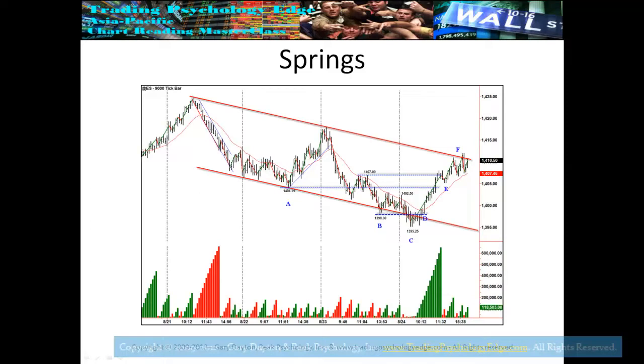Now here's one that's an interesting one. And you're going to say, but Gary, this is in a downtrend. And it is. But this is what you can do with skillful chart reading. This was a trade I took in, when was this? Let me just see. August.